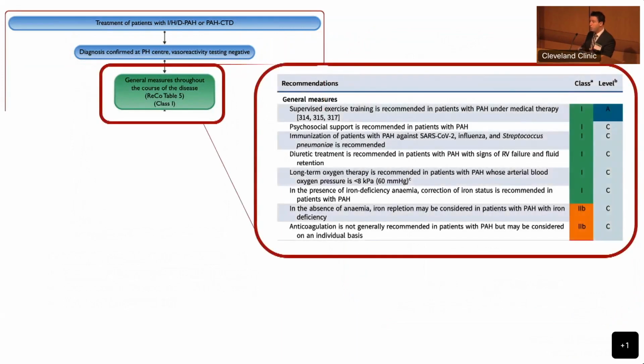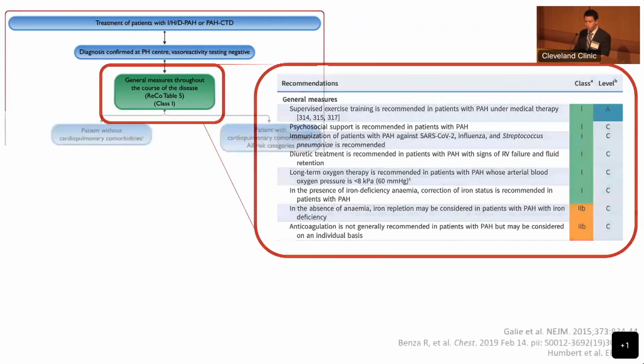And irrespective, they should all be treated with general measures, including diuretics, pulmonary rehab, oxygen if they need it, and making sure they're up to date on immunizations. One thing that they really updated here was this concept of iron deficiency anemia, and making sure this is ruled out and treated if it is indeed present.